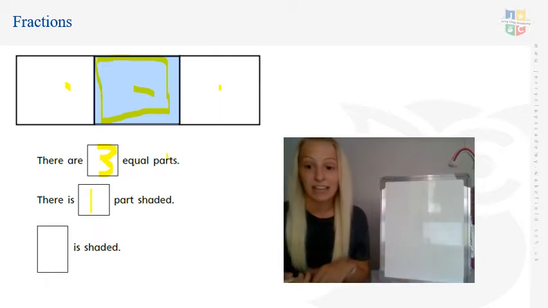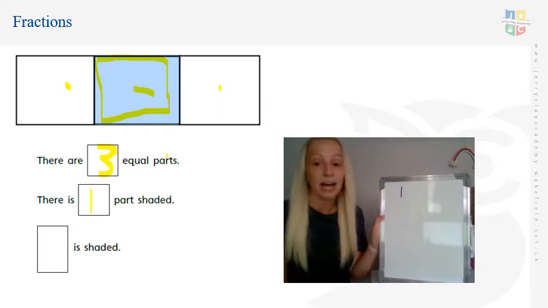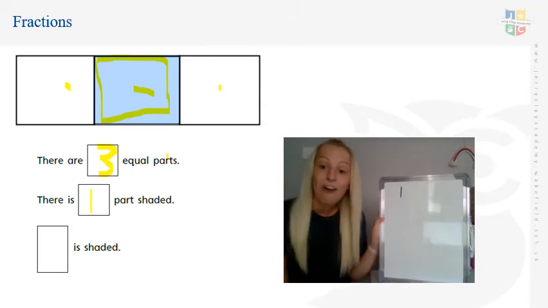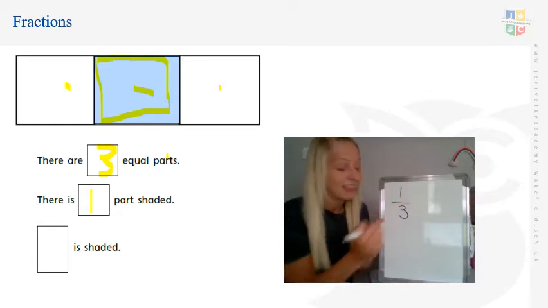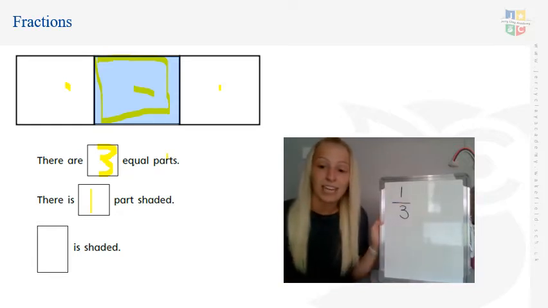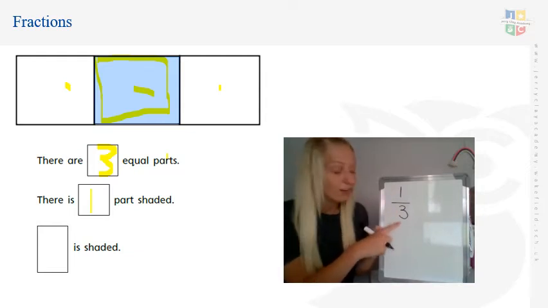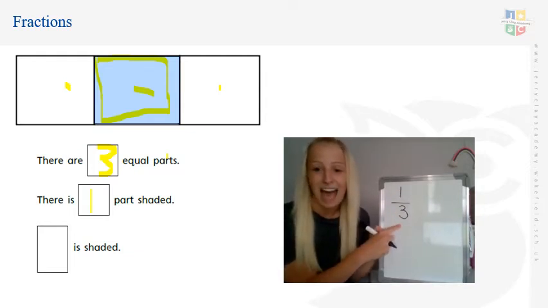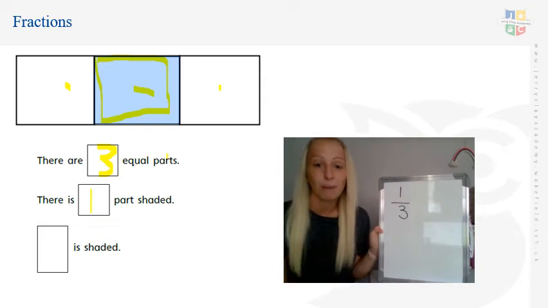Now to represent this, we write it as a fraction. So we say that one of the parts has been shaded or eaten or taken away out of the 3 parts that there are. And that's how we represent it as a fraction. So we have one of the parts is shaded out of the 3 parts that there are, or the 3 parts that the whole has been split into. Okay, so here is how we would represent that fraction as a number in our fractions.